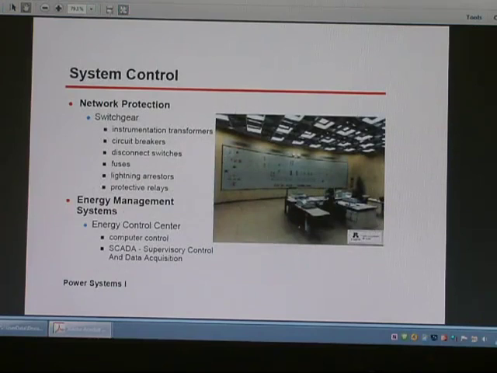And then we are talking about the control. This is the control room. The operators in the control room control the power system operation. The control room also includes the network protection.